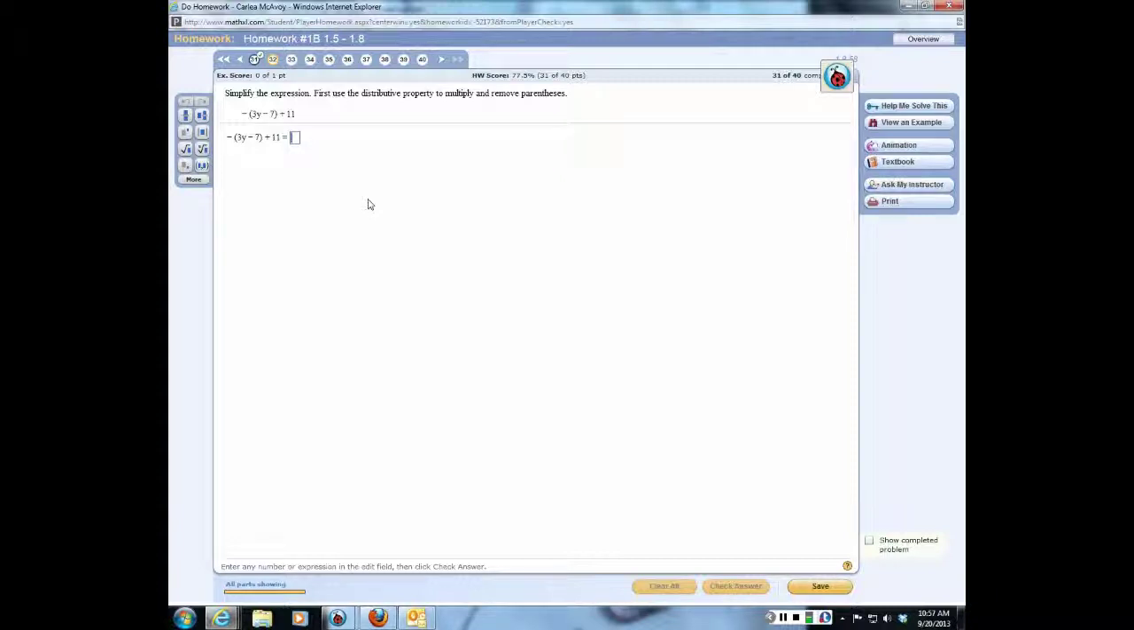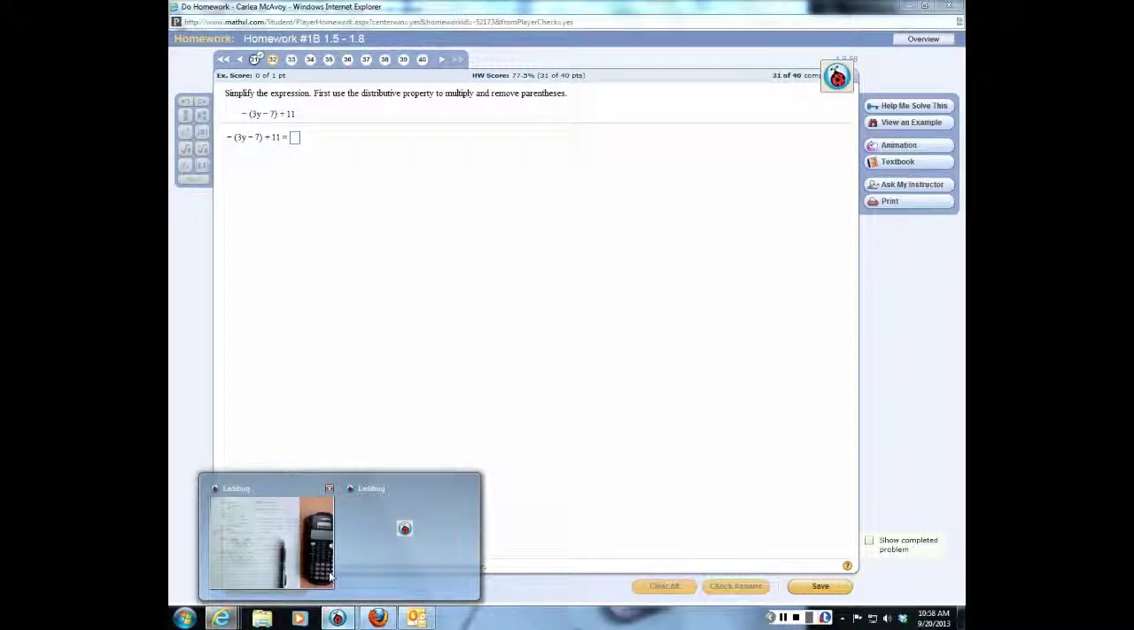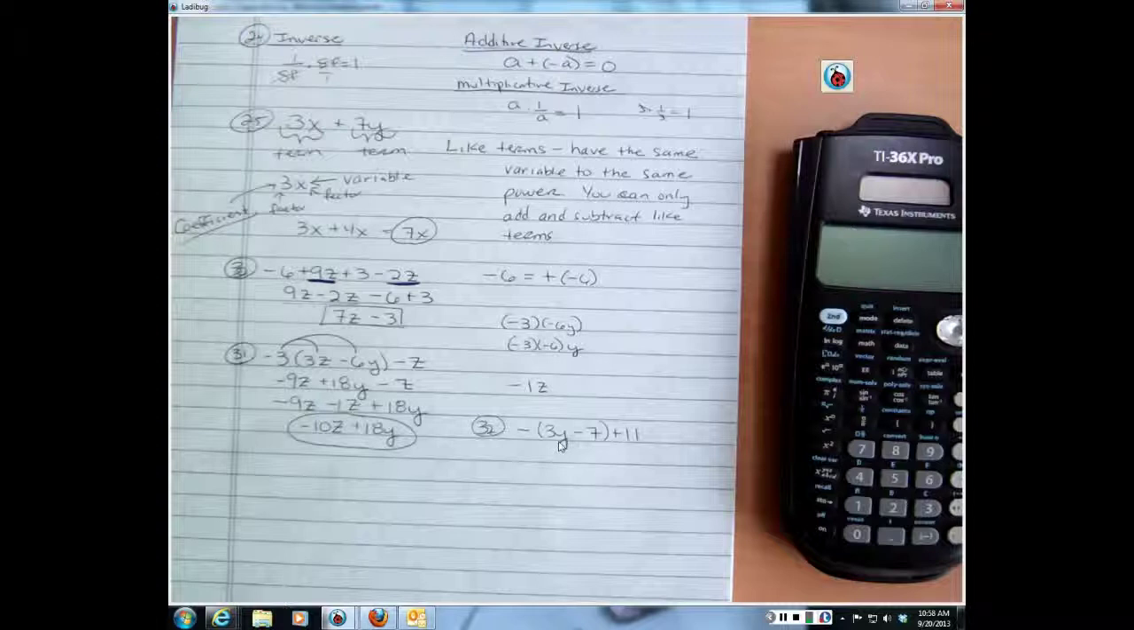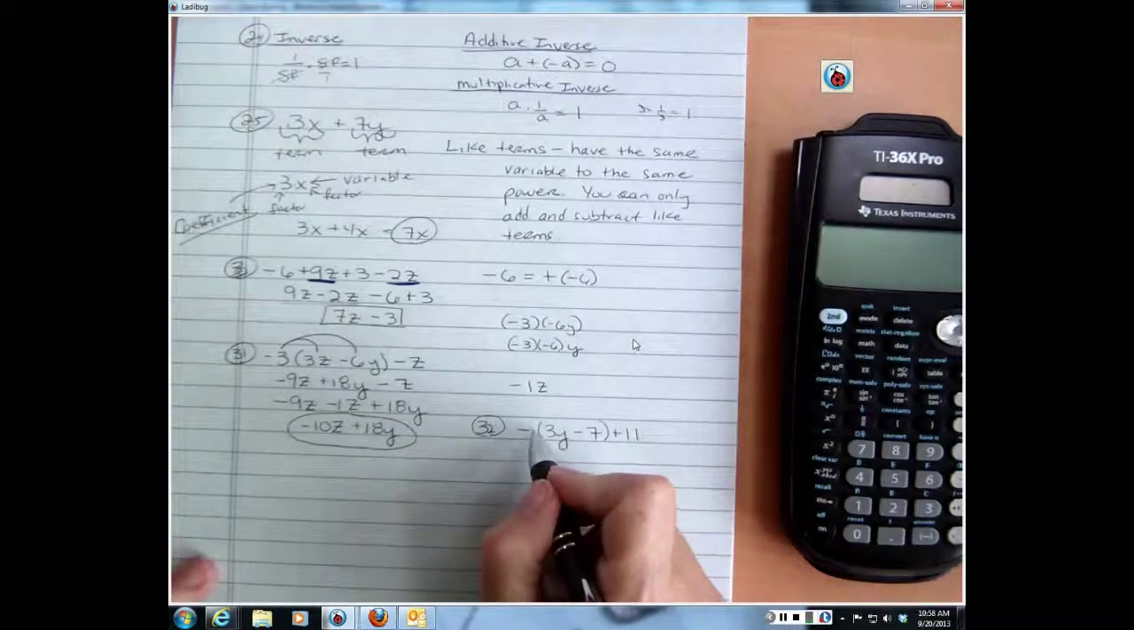When I talked about this a little earlier, what happens when you see a negative sign in front of a parentheses and nothing else? This is negative (3y minus 7) plus 11. Okay, so we're going to get rid of these parentheses by using the distributive property. This negative out front, even though we don't see it, it's like having a negative 1 there.